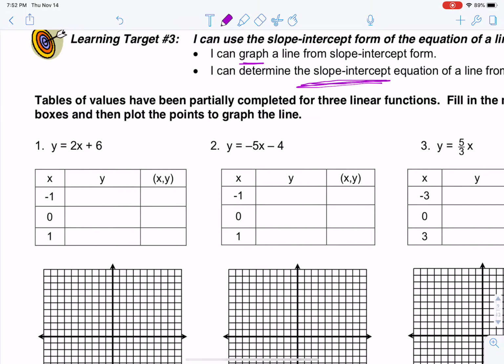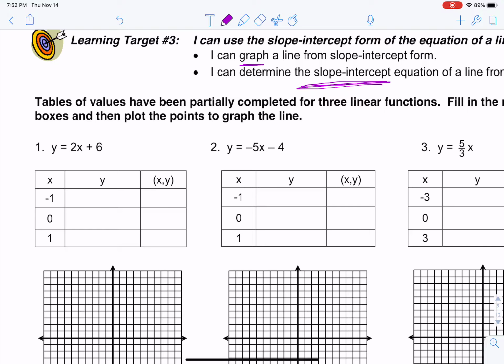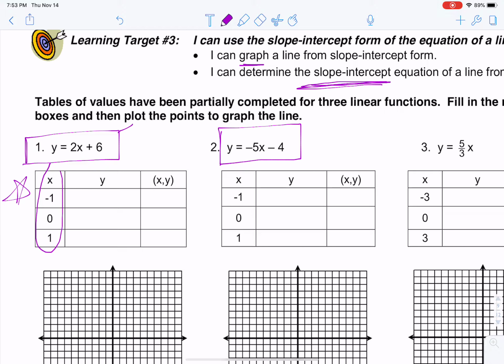So I can tell you right now that these equations up here in these examples are all in slope-intercept form. Anytime you have y equals a number times x plus or minus another number, those are in slope-intercept form. So we're going to break that down and see how we can make a line just from this equation. How we do that: we've seen a table of values before. I'm giving you all of the x values and asking you to find what y is, so that way we can have an ordered pair.